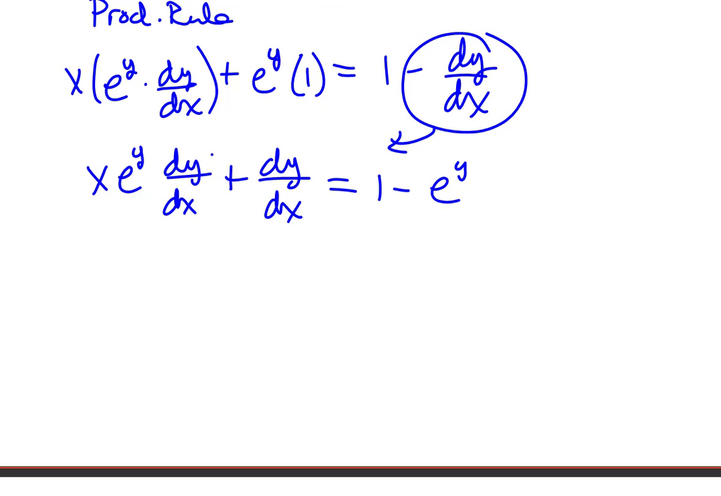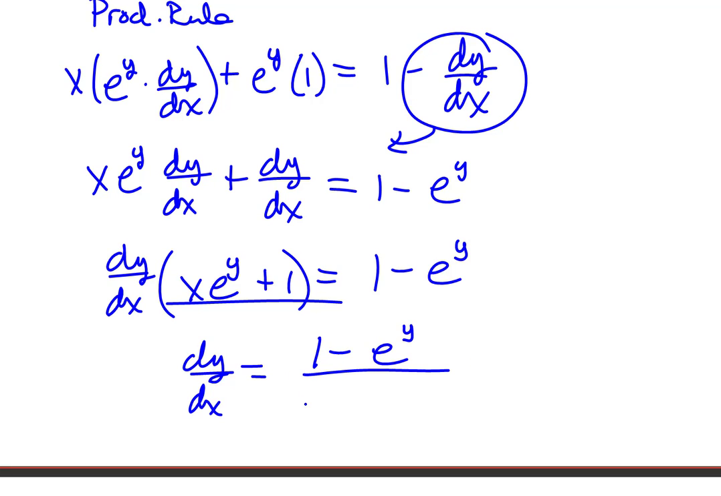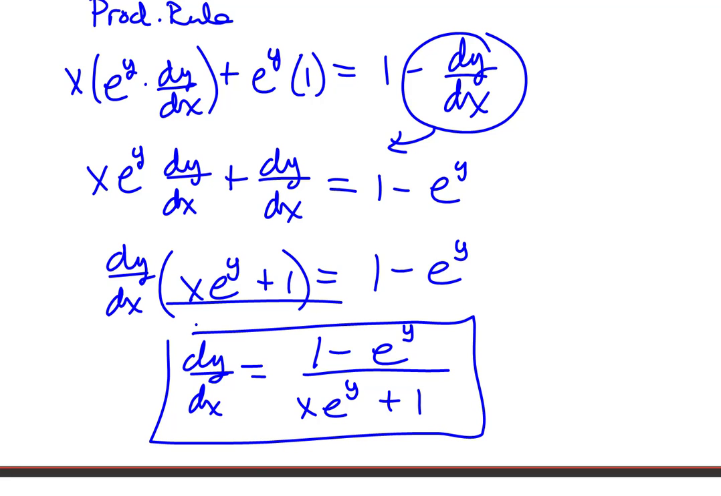We're trying to get all the dy dx's on one side, everything else on the other, so that we can factor out dy over dx in this next step, which would leave us with x e to the y plus 1 equals this 1 minus e to the y. That's the right side. And then if I isolate the dy over dx by dividing by this x e to the y plus 1 on both sides, I'll end up with finally 1 minus e to the y all over x e to the y plus 1. It's not going to get much better than that. We would call that the implicit form for this derivative.